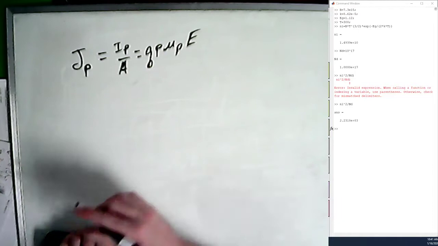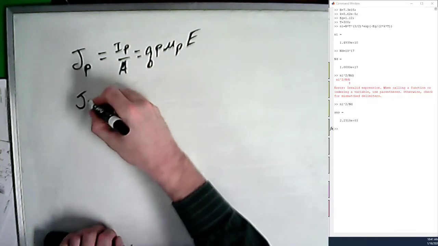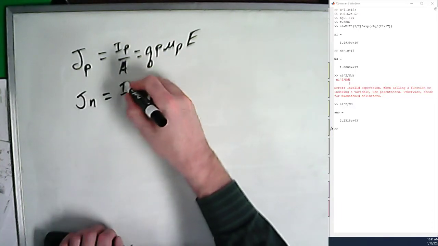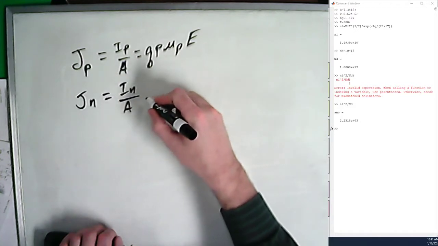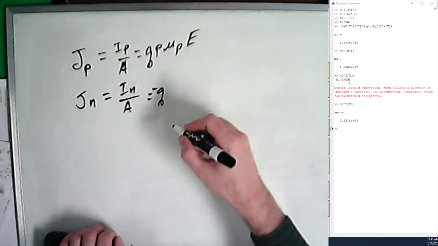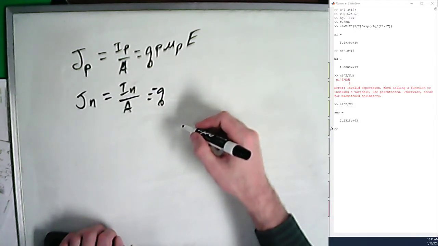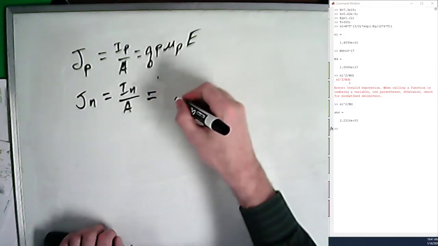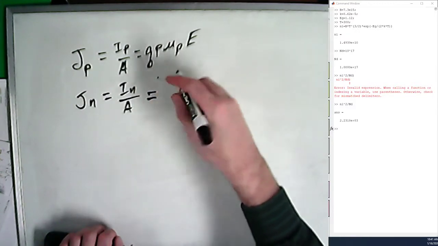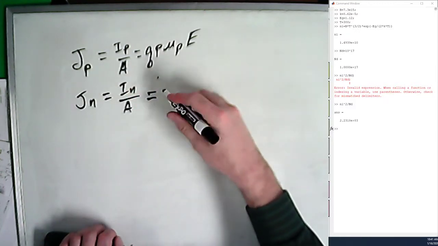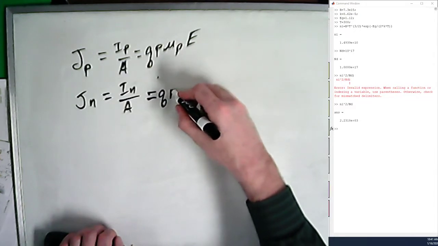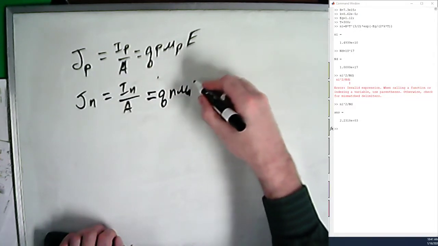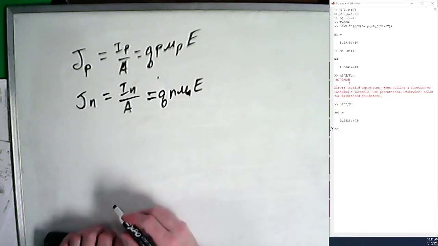Okay, and we can do the same thing for J_n. This is the current density over A, which is equal to Q, minus Q. I take it back. So we're just going to say Q, right? Because I_n was negative, and so this one's also going to be positive. Q n mu n times E.